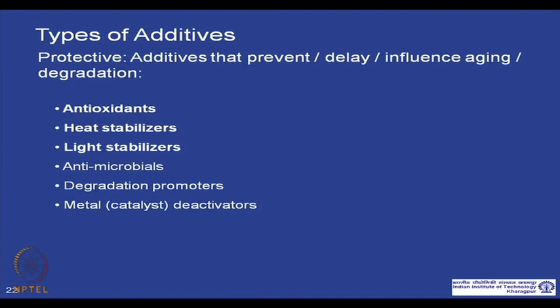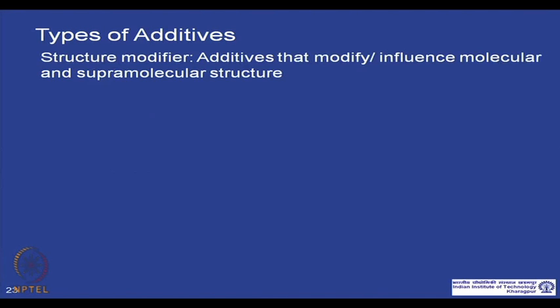antimicrobials, which protect the polymer from microbes, bacteria and so on, and metal deactivators, which basically deactivate the catalyst residues or metallic impurities, which basically degrade the polymer during its use or in processing time.